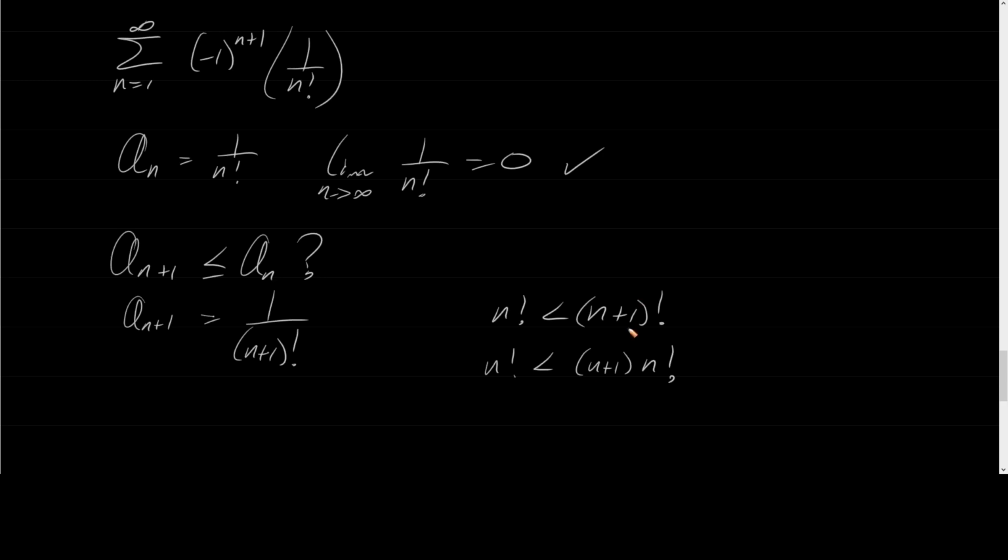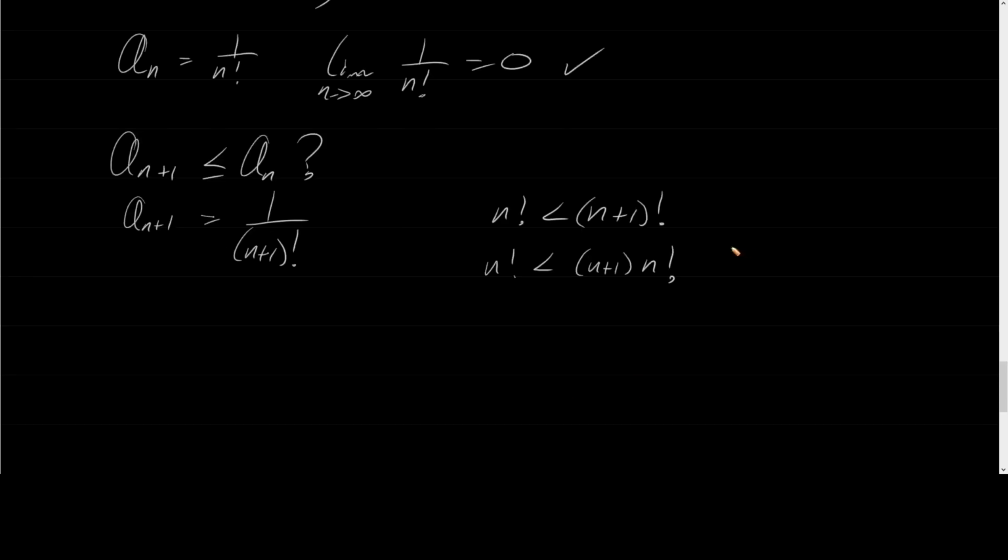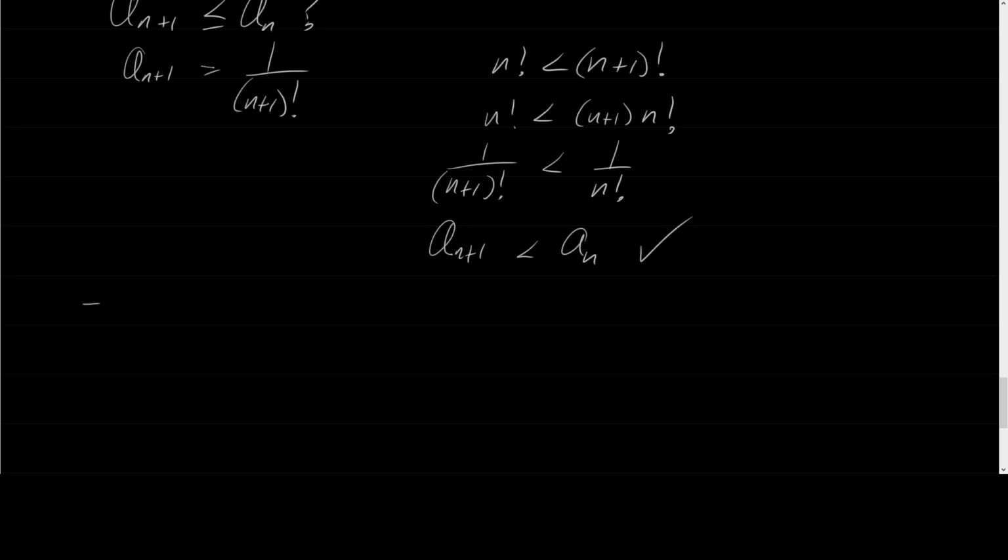And if I'm multiplying by a positive value, then n factorial will get bigger. Now if I do a cross division here, that gives me 1 over n plus 1 factorial is less than 1 over n factorial, which is what we wanted, because 1 over n plus 1 factorial is our a sub n plus 1, and 1 over n factorial is our a sub n. So the second condition is met. So this is definitely a convergent alternating series. So this implies that this is convergent.